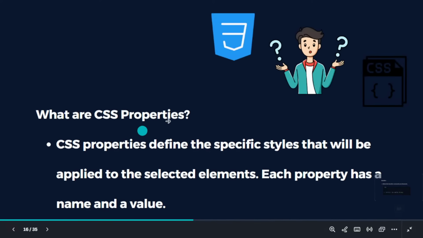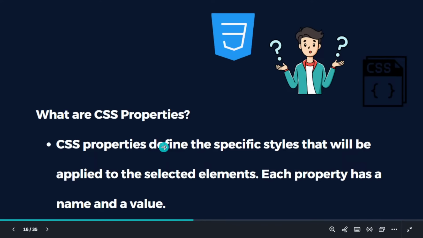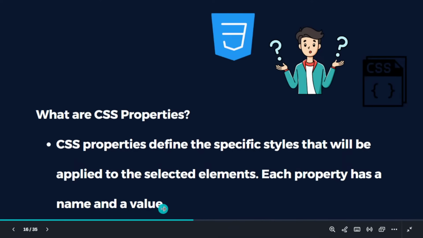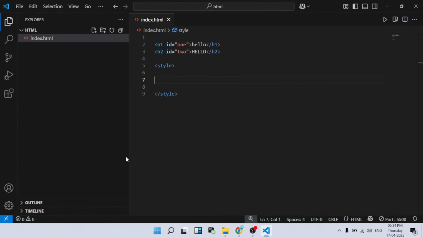Now we are going to understand what properties are. The properties define the specific style that will be applied to the selector element. Each property has a name and a value. I'll just show it in a practical way.